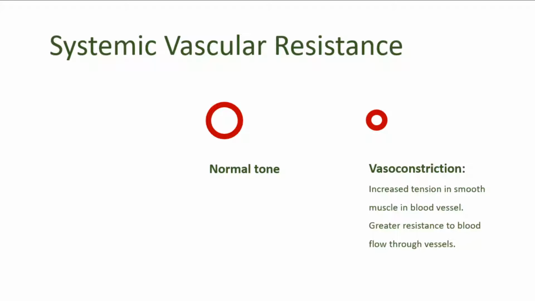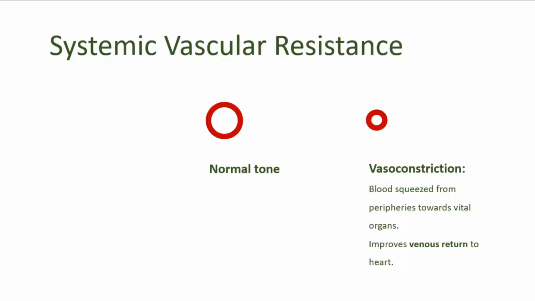At the other end of things, if the cells within the smooth muscle layer, the tunica media of the arterioles in particular, contract, this causes vasoconstriction, and that lumen through which the blood flows is much smaller, and so it's a resistance to blood flowing through those vessels.